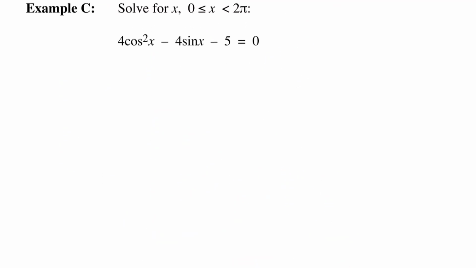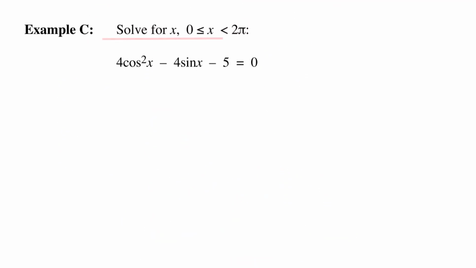Right, let's see what's next. Again, we're going to solve for x between 0 and 2 pi. This time, we've got a cosine and a sine in the same equation, and the cosine is being squared.